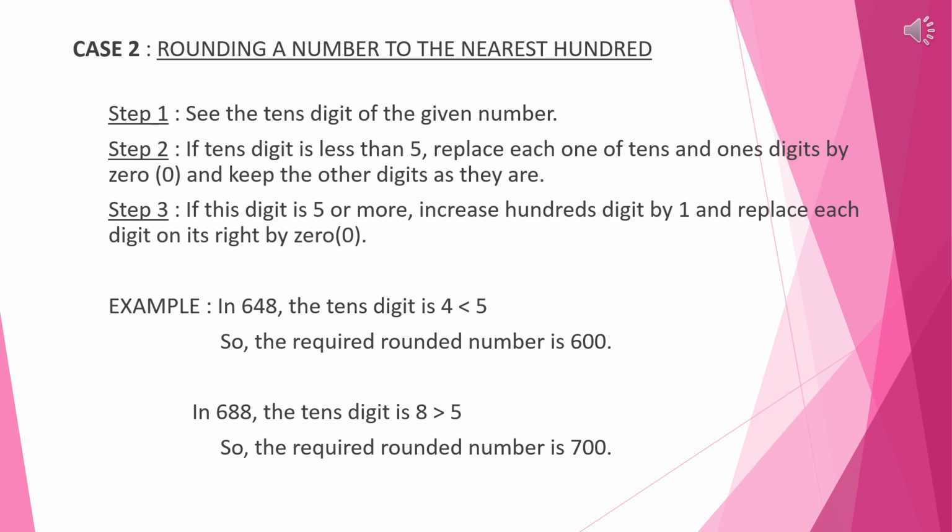Now let's understand example 2. In example 2, we have to round a number, that is 688. Now we have to compare these digits according to the Indian number system. Ones digit is 8, tens digit is 8 and hundreds digit is 6. Now we have to compare the tens digit, which is 8, and it is greater than 5. So we have to follow step 3. According to step 3, if the tens digit is greater than 5, we have to increase the hundreds digit by 1. That means 6 increased by 1 and we get 7, and replace each digit on its right, that means 8 and 8, by 0. So the required number is 700.